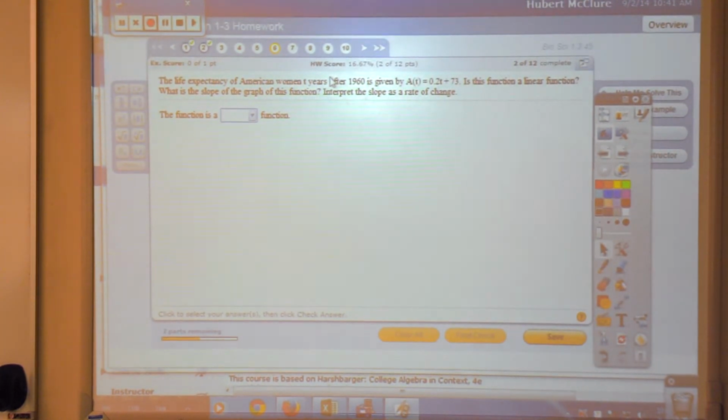Well, you know it's linear because t is raised to the what? First power. So, you know it's a linear function.